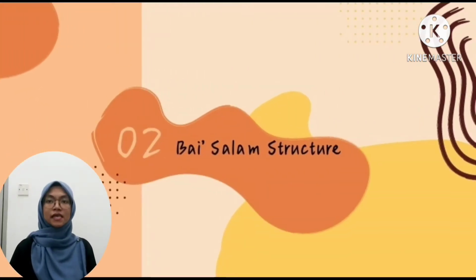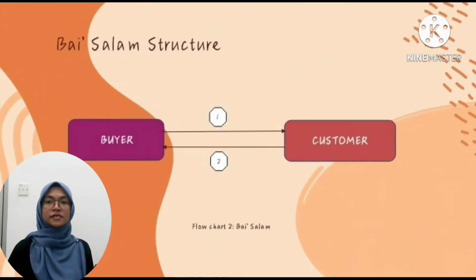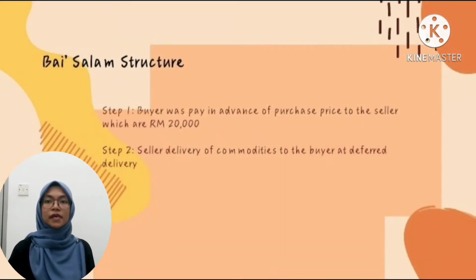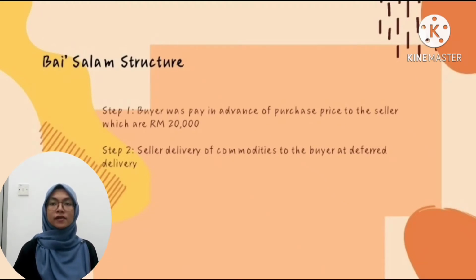Secondly, this is the Bait Salam structure. Okay, this is the flow chart of Bait Salam. First, the buyer pays in advance the purchase price to the seller, which is RM20,000, and then the seller delivers the commodity to the buyer at the deferred delivery.